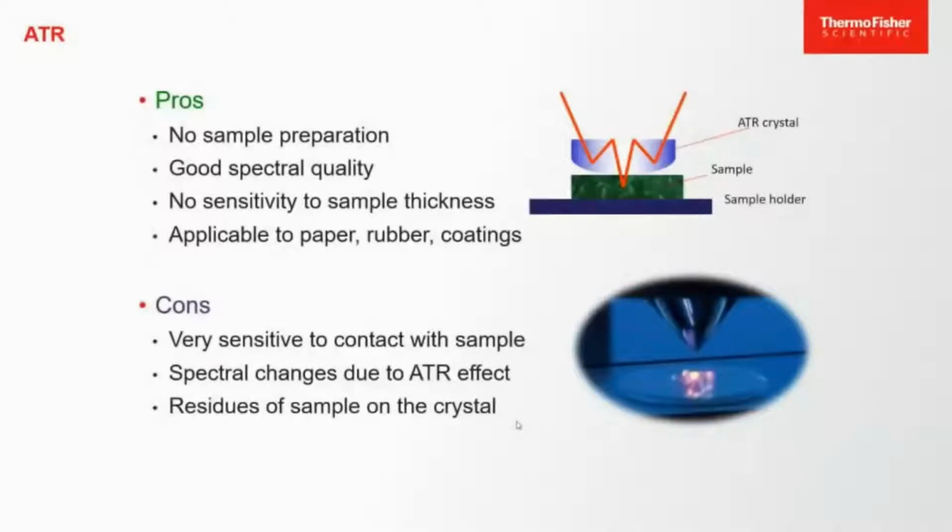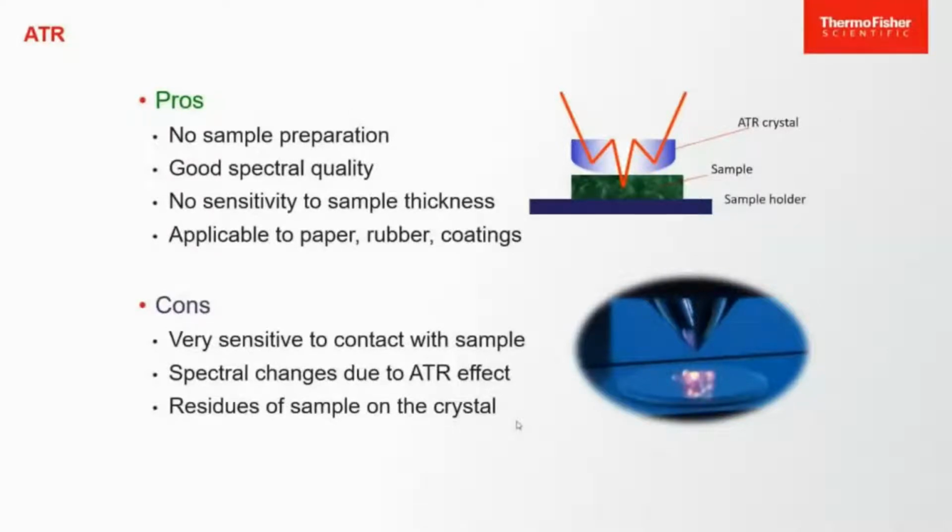You don't have to worry about the sample thickness because the ATR is only probing, as you can see in that diagram to the upper right, the red line is the infrared beam coming in, and you see it's only probing the very top of that sample. So it's like the outer layer. And it's equally applicable to paper, to rubber, to coatings on surfaces, to just about anything. And that's why it's very commonly used.